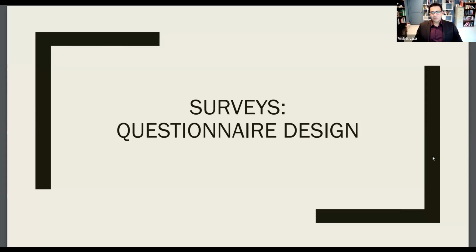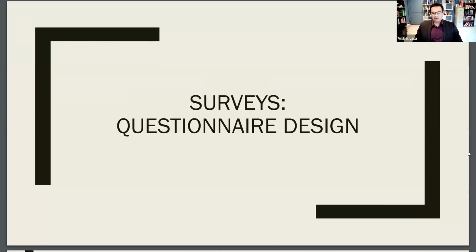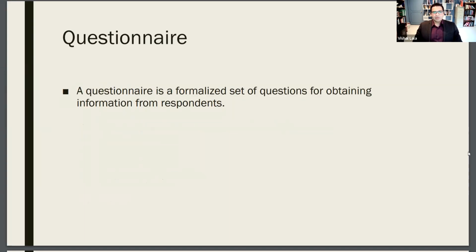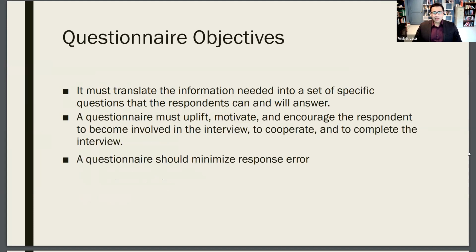Here I'm going to go into the design issues of the questionnaire. Let's begin by formally defining a questionnaire. It's a formalized set of questions for obtaining information from respondents. A questionnaire in general must do the best possible job of translating the information needed into a set of specific questions that the respondents can and will answer.